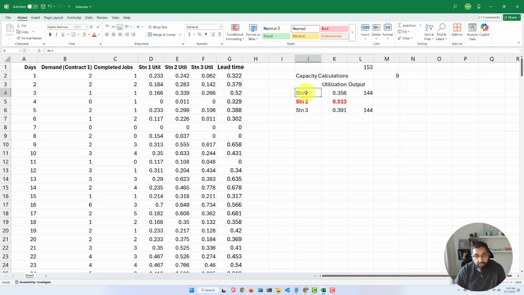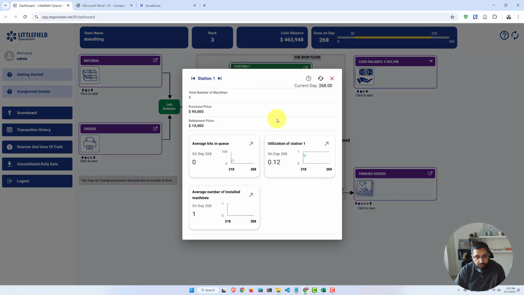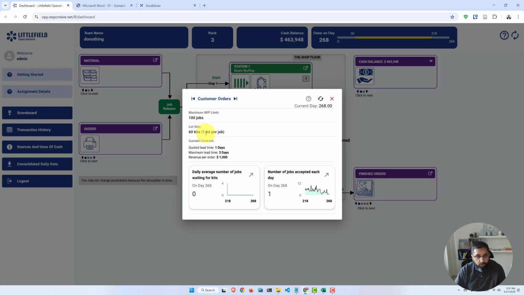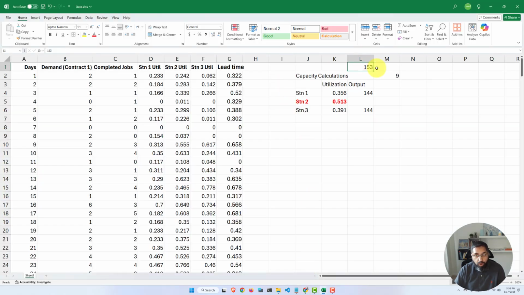Okay. Station 1 output, let's actually check the queues. Okay, so let's go to our simulator and let's check the queues. Now, remember that when you get customer orders, 60 kits is 1 lot per job. So a job or customer order, 1 means 60 in terms of the materials. So if you go here, 153 jobs means 153 times 60 kits that were assembled. And output of 144 jobs means 144 times 60.